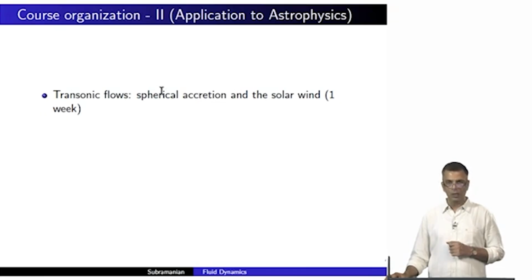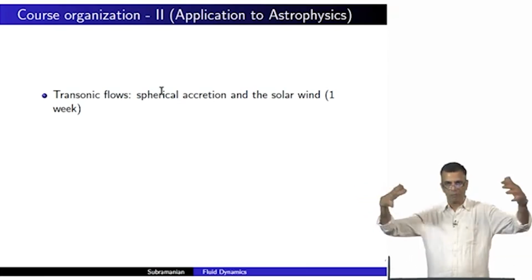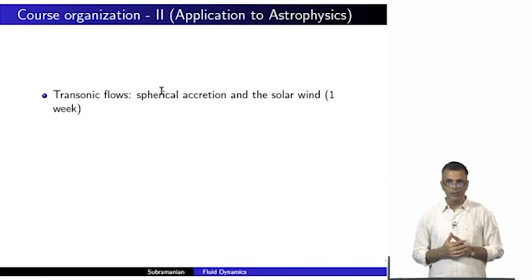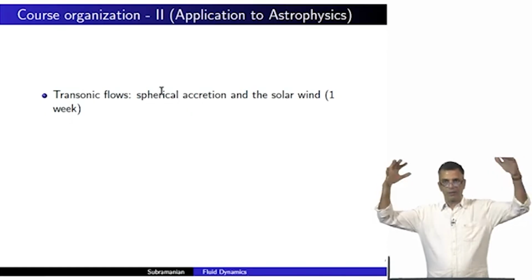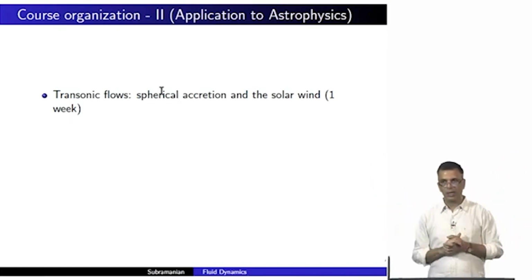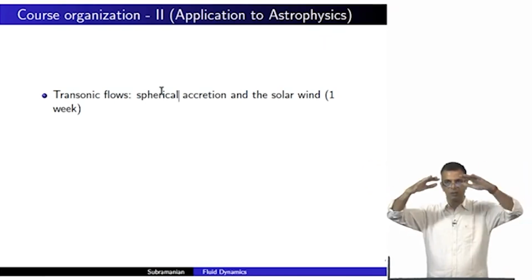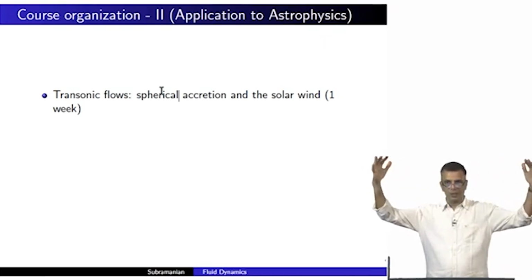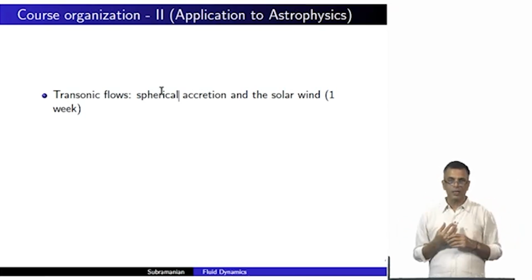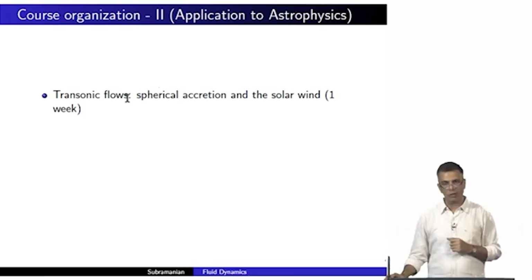these two kinds of phenomena. Spherical accretion, well, these are two examples that we will study. Accretion refers to the manner in which an object attracts matter from around it. It accretes matter. So it turns out that an isolated massive object such as a black hole or other compact objects, they often attract matter from around it in a quasi-spherical manner, and in order to understand the manner in which matter or the gas around it is accreted onto the central object, one needs to understand how transonic flows work.